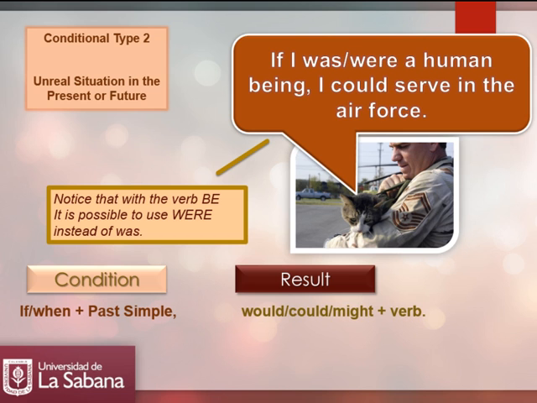So once again, if it's an unreal situation in the present or future, we use conditional type 2. In the condition, we use past simple, and in the result, we use would plus base verb, or could plus base verb, or might plus base verb. Easy, isn't it? Let's try it out.